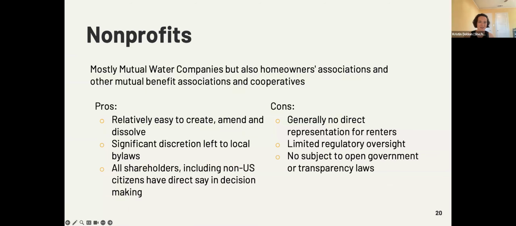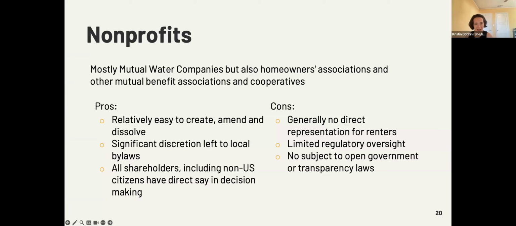we don't have to deal with the CPUC. We don't have to deal with LAFCO. And they're pretty flexible. There's significant discretion left to local bylaws. So you can write up what this association looks like based on the desires of local residents. And in this case, all shareholders, which includes non-US citizens, can have a direct say in governing the association.